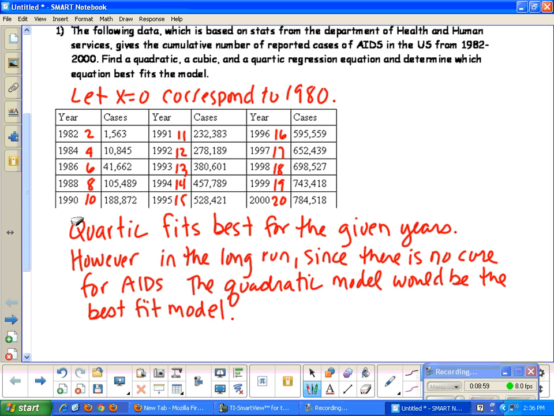And again, the reason is because if you think about the context of the problem, it didn't just say for the given years what is going to be the best model. We want to think about what's going to happen in the long run. So if it says just for the given years, then quartic would be your answer. If it said in the long run, then a quadratic model would be the best fit. So it kind of just depends.